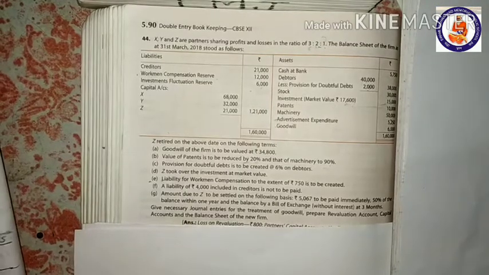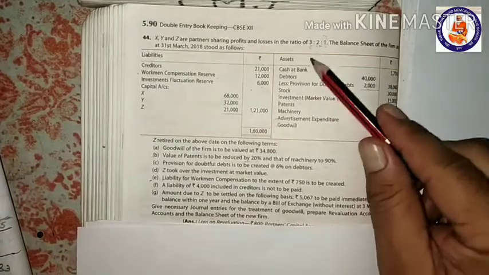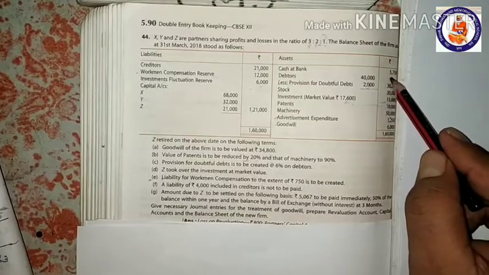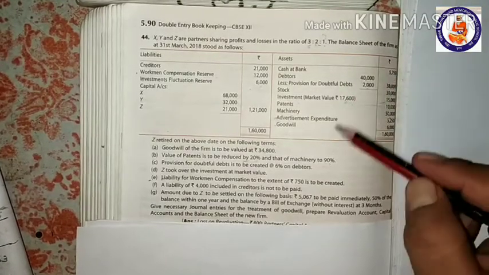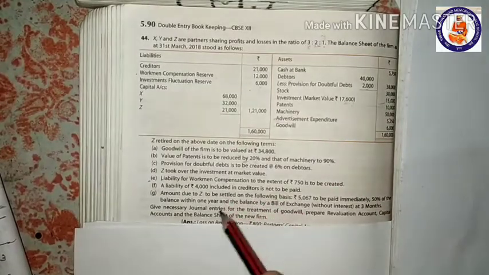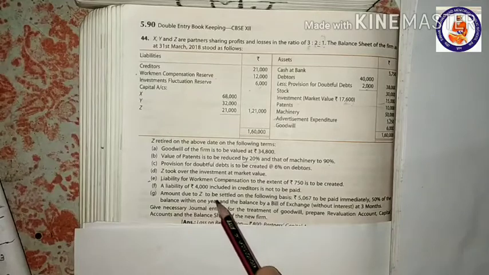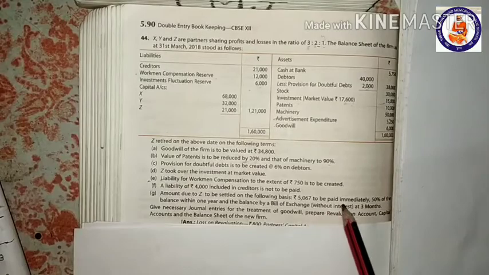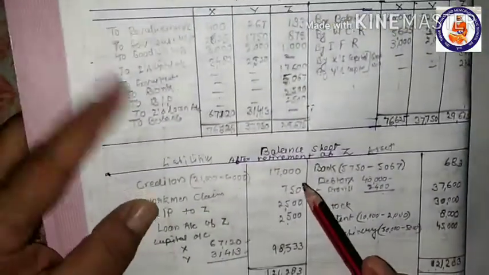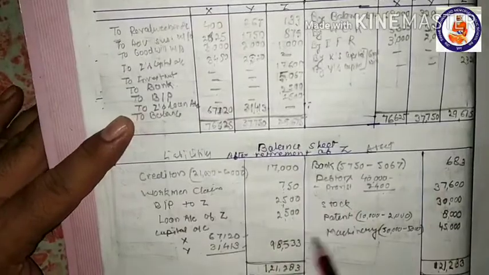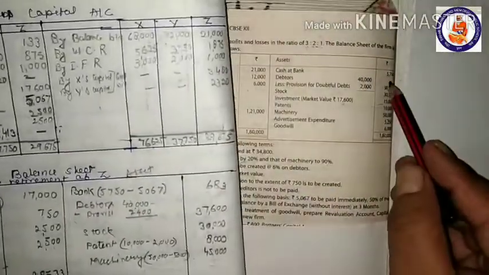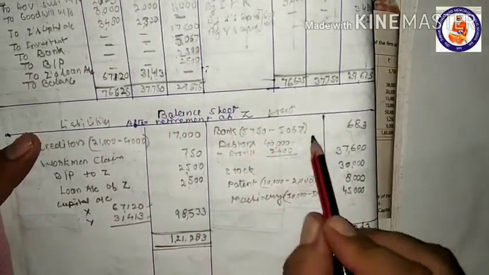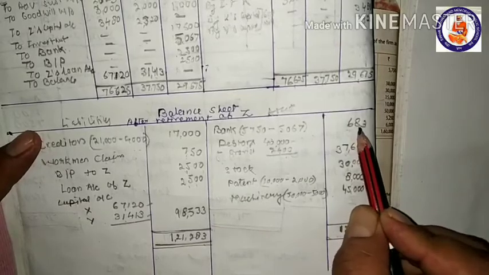Here is the old balance sheet, and cash at bank is 5,750. Out of this, money has been paid to the retiring partner, the amount due to Z to be settled on the following basis. 5,067 is to be paid immediately, so 5,067 is paid immediately from the bank. Our old balance is 5,750 minus 5,067. The remaining bank balance is 683.